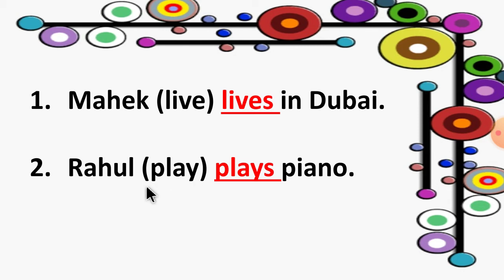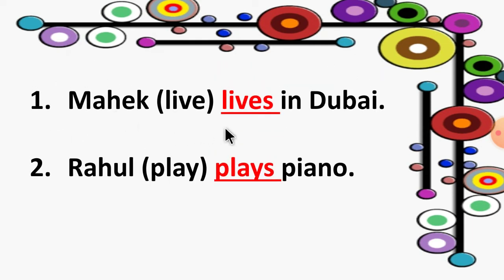Then next is Rahul play. Play is the verb. So Rahul is a boy. So again the same rule we will apply, that when you are making a sentence with the subject he, she or it, at the end of a verb you have to add s, es or ies. So here we have added s. So Rahul plays piano.